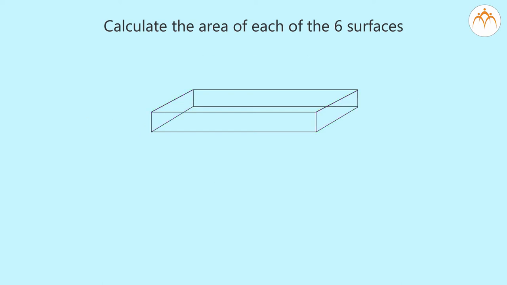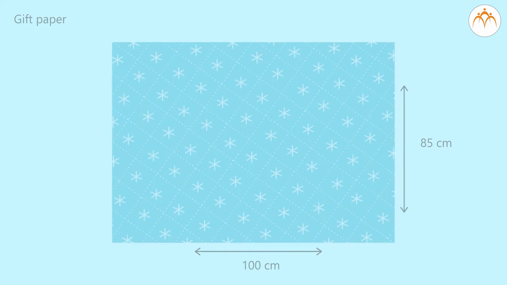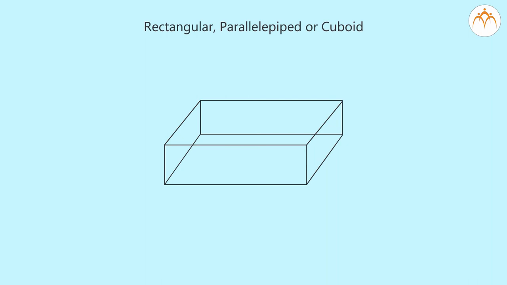The area of all the surfaces together is 240 plus 240 plus 60 plus 60 plus 36 plus 36 equal to 672 square centimeters. We measured 100 centimeter by 85 centimeter gift paper. In this act, we have also understood the formula of the surface area of a rectangular parallelepiped or cuboid. Surface area equals 2 times the bracket LB plus LH plus BH, close the bracket.